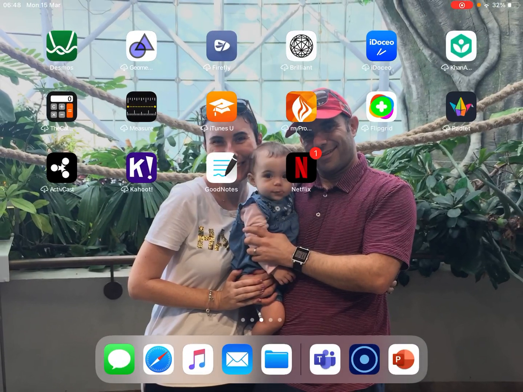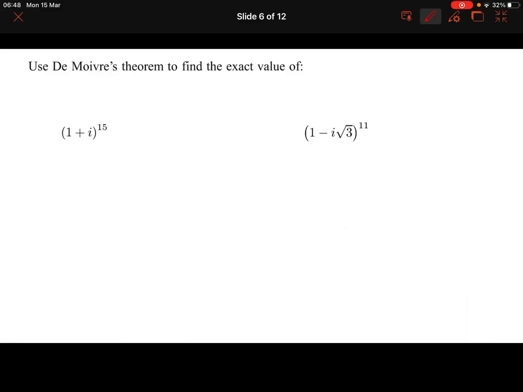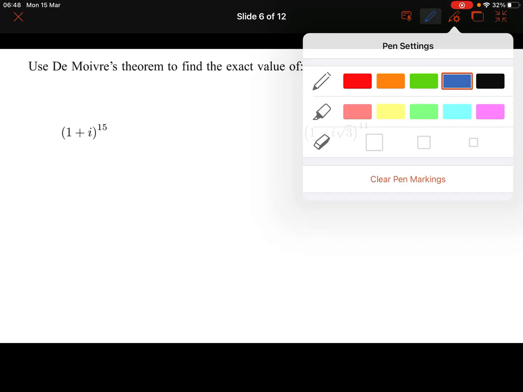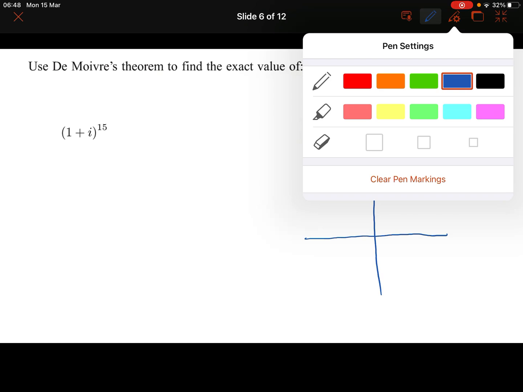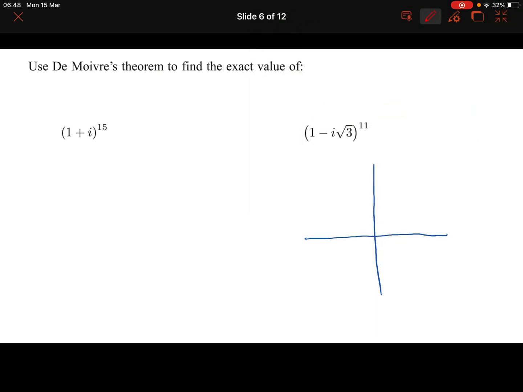Okay, right, I'm going to use de Moivre's theorem, two examples here. I'm going to do 1 plus i to the power of 15. So the first thing I need to do is an Argand diagram so that I can find out the argument and the modulus. 1 plus i is going to be, say, here.